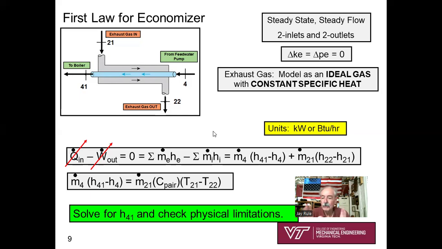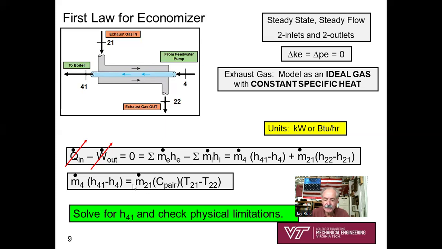So we'll look at our sketch. Do you see that we can simplify this down into m dot 4 times h41 minus h4? That's going to be the H2O side, the feed water side, plus the exhaust gas side, m dot 21 times h22 minus h21, out minus in. Okay. What else can we do to simplify to get to some numerical results?